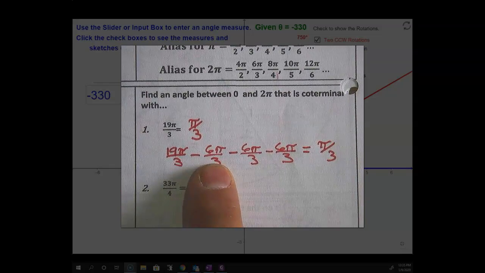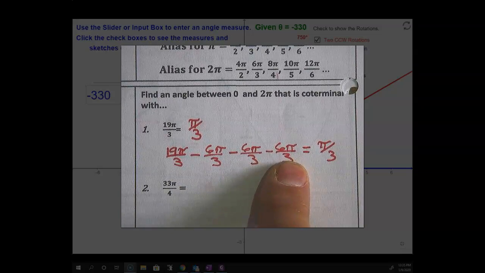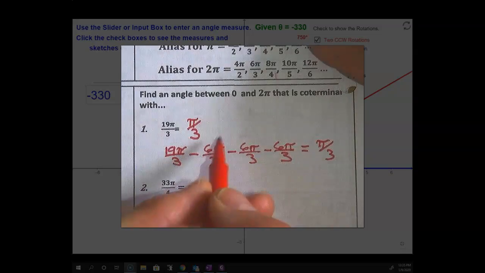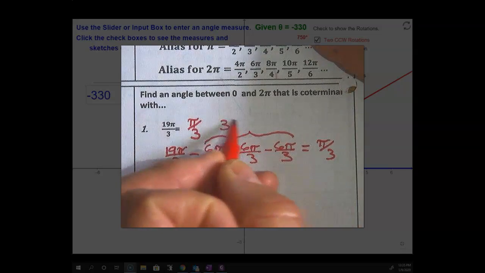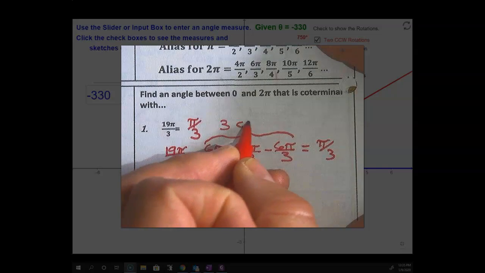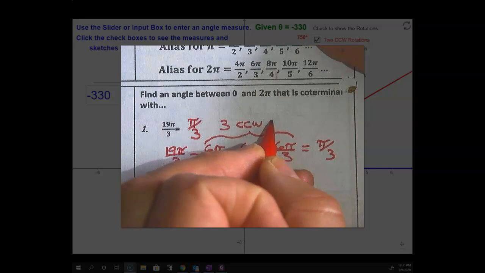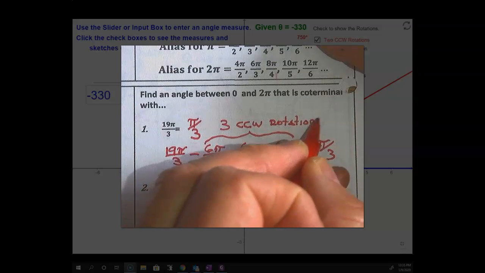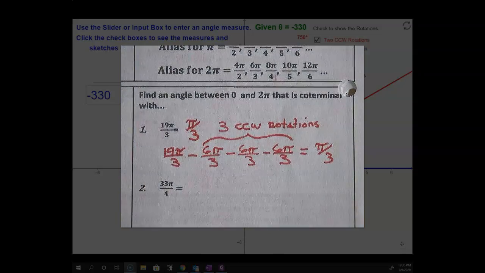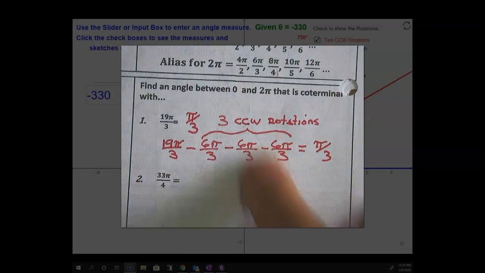So this is, you had to unwind this thing by doing 3 360s. This is 3 counterclockwise rotations. So this thing had to be unwound a whole bunch.